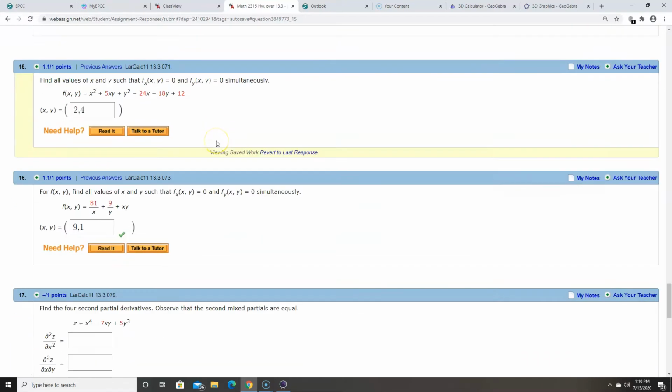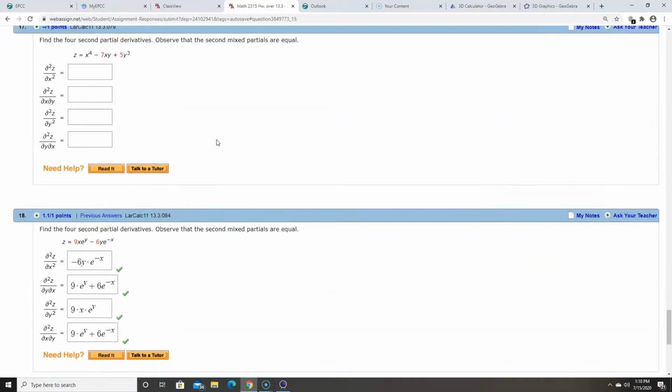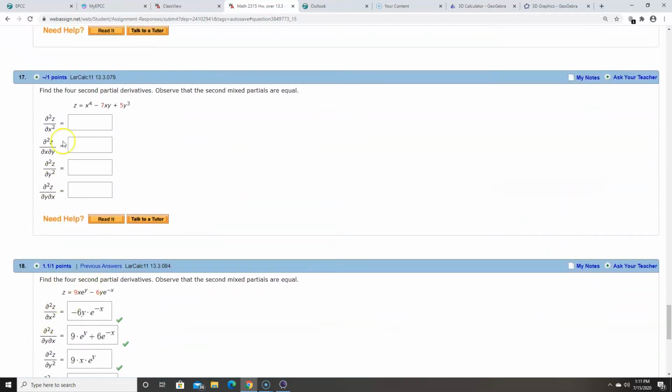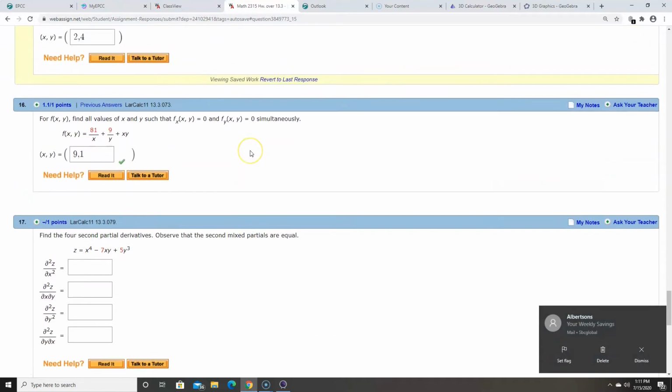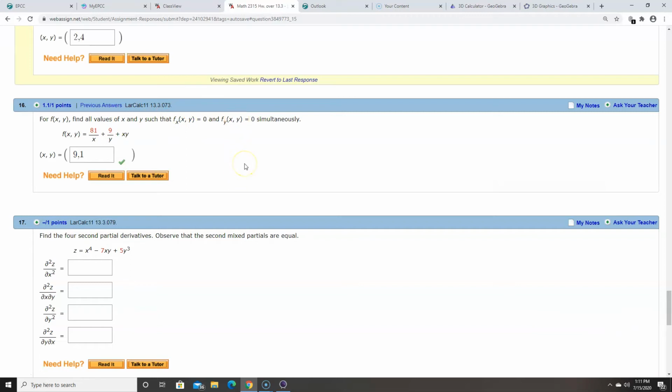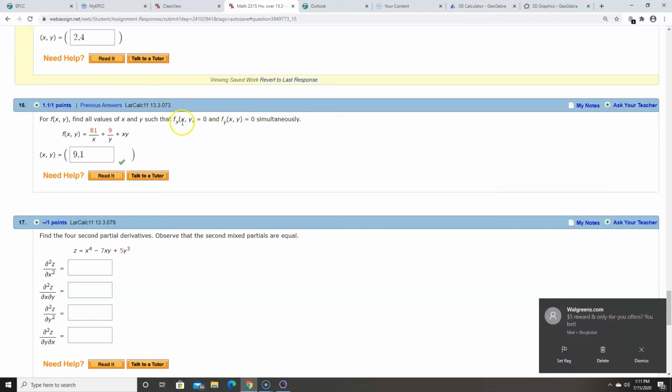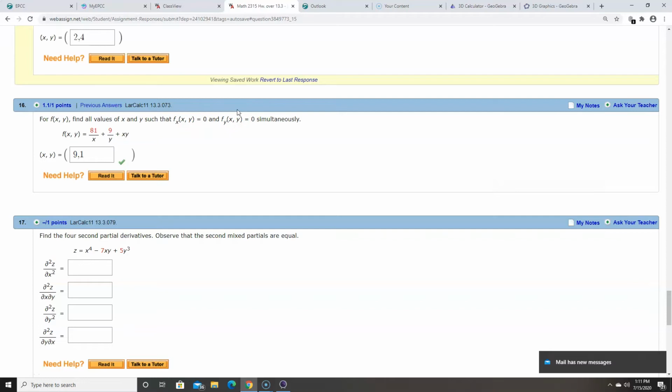So you're left with number 17, which is the same as number 18. Find the 4 second partial derivatives. I think I picked a slightly harder one than this one. It will be a little bit easier. We did this one, 16. When is the partial derivative of f with respect to x equal to 0, and also the partial derivative of f with respect to y equal to 0 simultaneously.